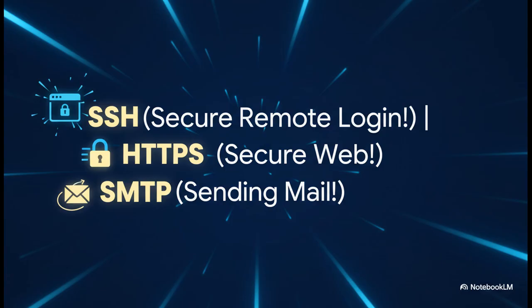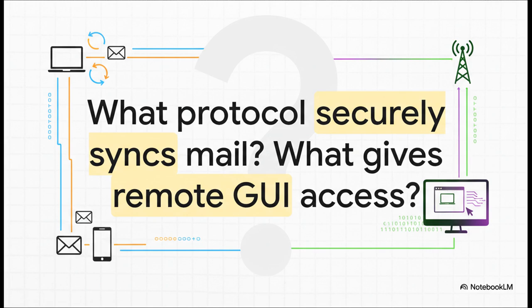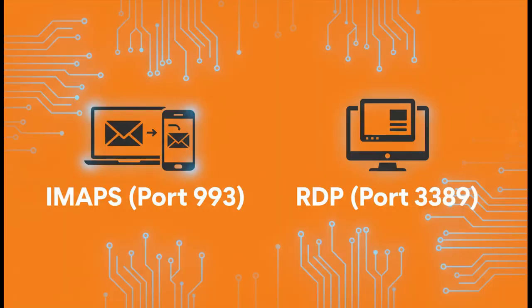Yes, you're getting this. Okay, let's flip it around. This is the real test. What protocol securely syncs your email across all your devices? And what protocol lets you see and actually control a Windows desktop from far away? The answers are IMAPS on port 993 and RDP on port 3389.